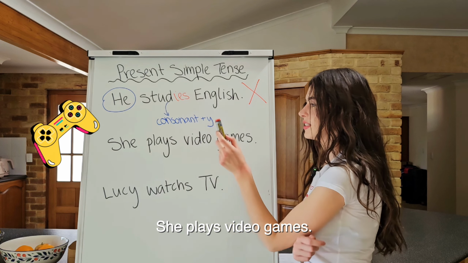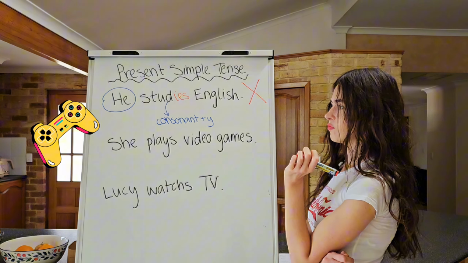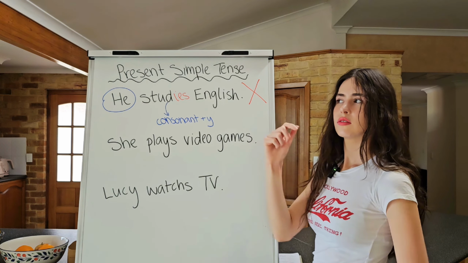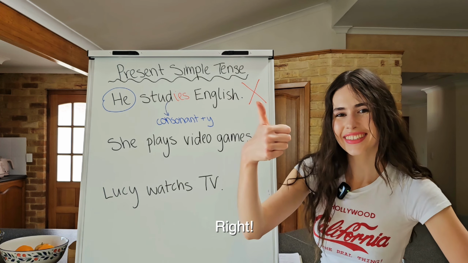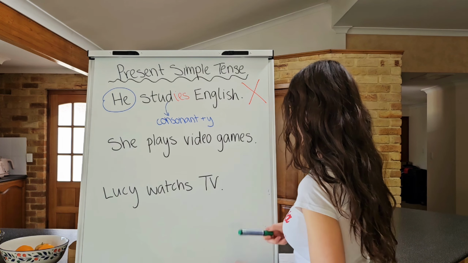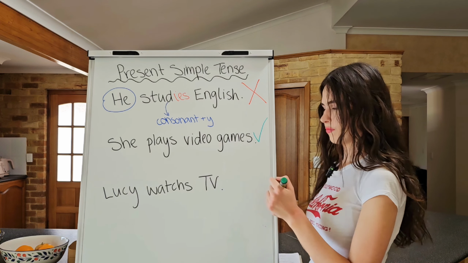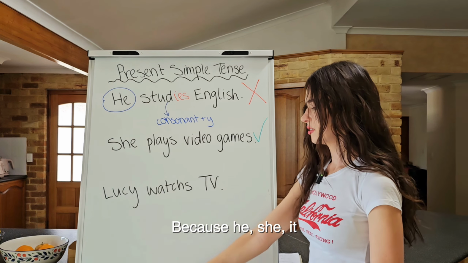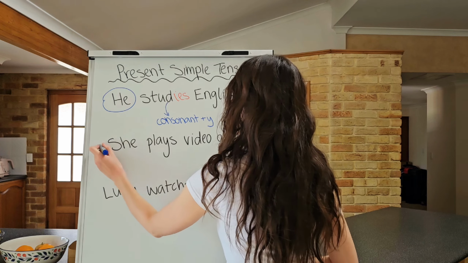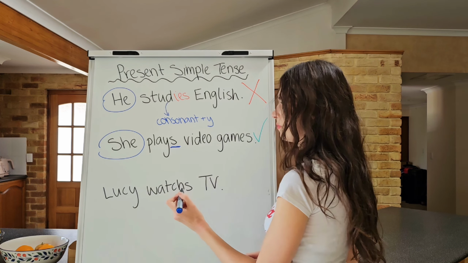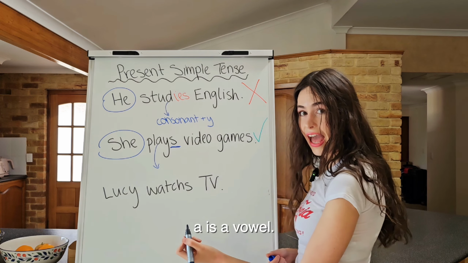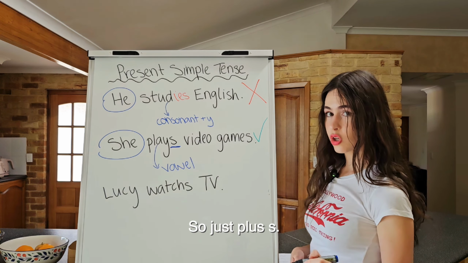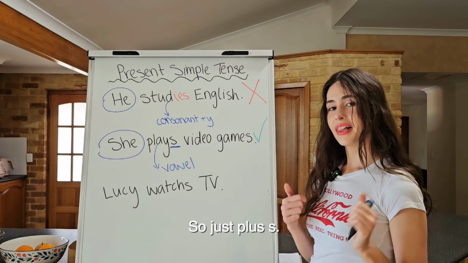She plays video games. Is this right or wrong? Right. Because he, she, it plus S. A is a vowel, so just plus S.